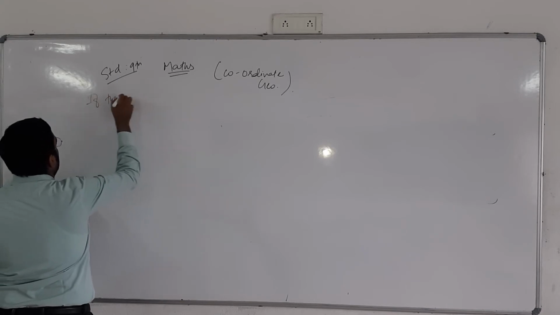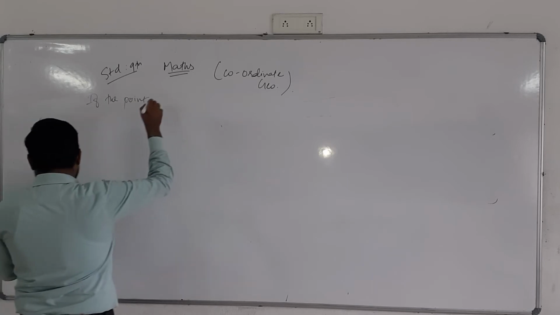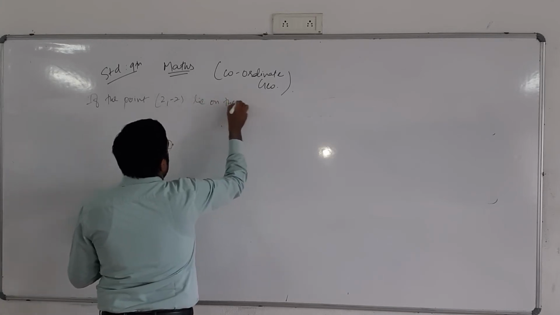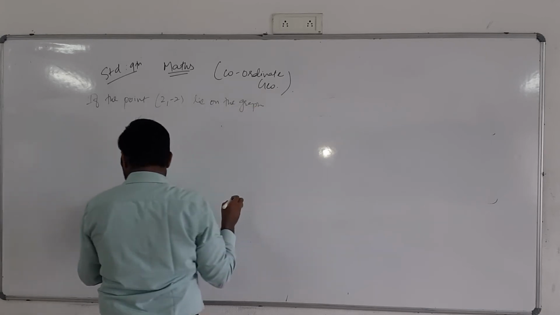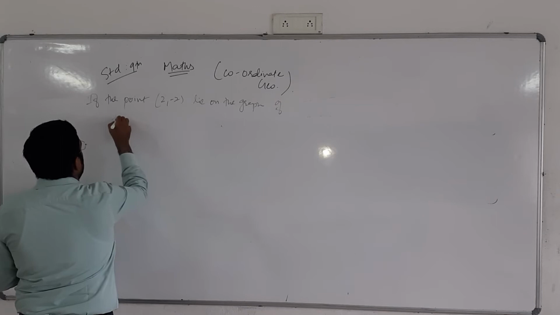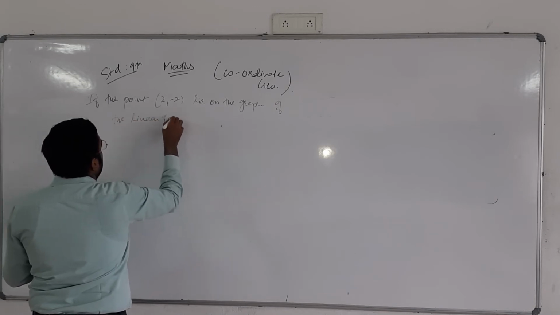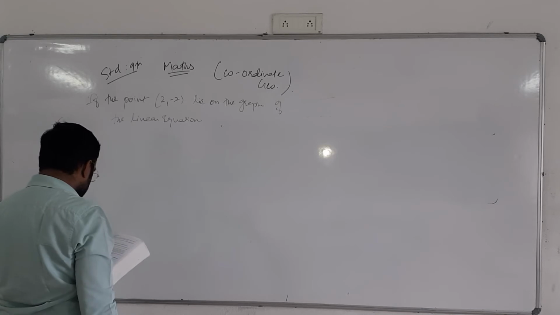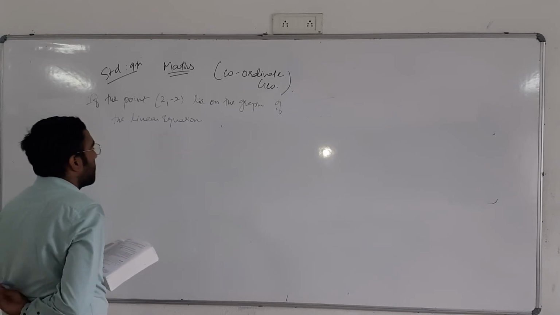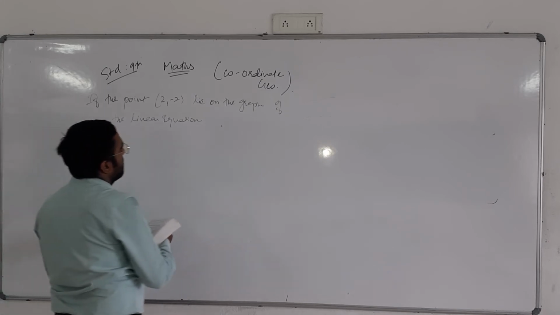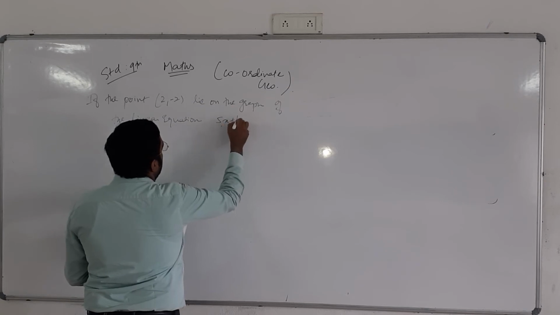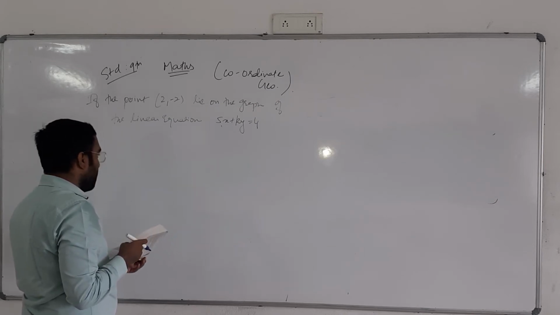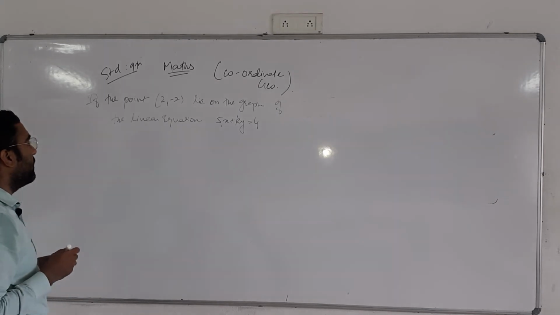If the point 2 comma -2 lies on the graph of the linear equation, that is my linear equation 5x plus ky equal to 4, that is 5x plus ky equal to 4. Find the value of k.